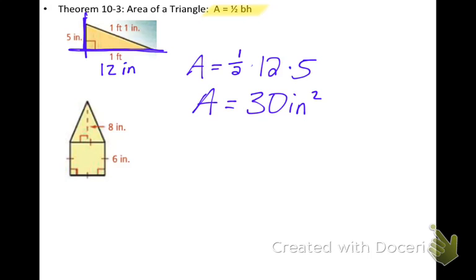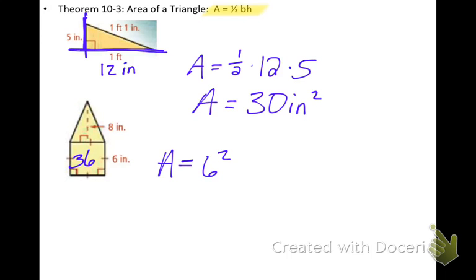And then this last one, again, combining a couple shapes together to make a big shape, we can find the area of each individual piece and then add them together. So the area of my bottom part, this is a square down at the bottom with 6 inches. So area is equal to 6 squared. So that gives me 36 for my area there.